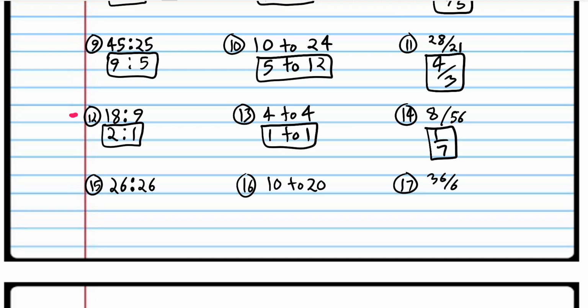All right, so number 15, we're going to divide both numbers by 26, and we get 1 to 1. 26 divided by 26 is 1. If you got that one right, good job. Try number 16, and when you come back, we'll do it together.